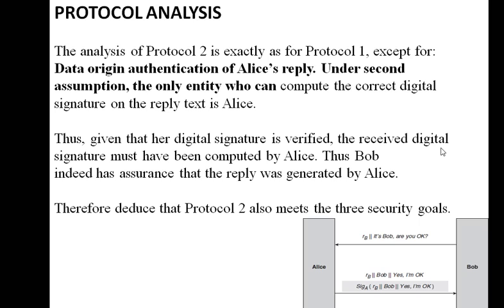And the analysis: data origin authentication of Alice's reply. Under the second assumption, the only entity who can compute the correct digital signature on the reply text is Alice. Okay, and here, if the digital signature is verified, the received digital signature must have been computed by Alice, and Bob indeed has assurance that the reply was generated by Alice.